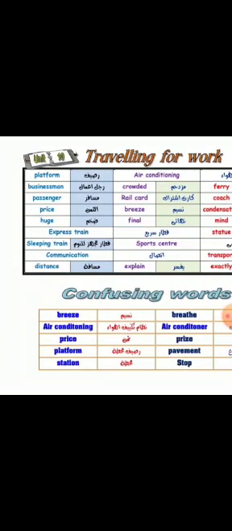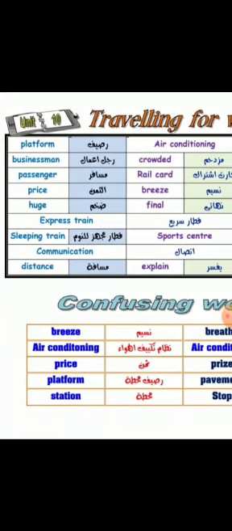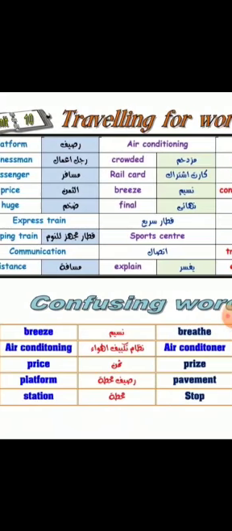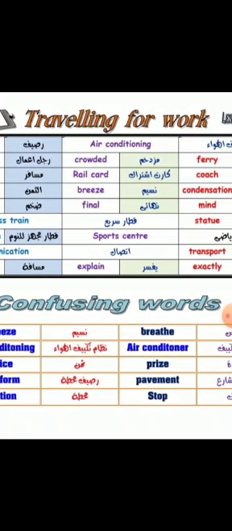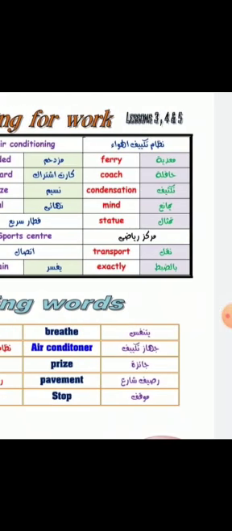Now come with me to lessons 3, 4, and 5, the vocabulary. Number one: platform, businessman, passenger, price, huge, express train, sleeping train, distance, crowded, rail, cord, breeze, final, sports center, explain, ferry, coach, condensation, mind, station, transport, exactly.